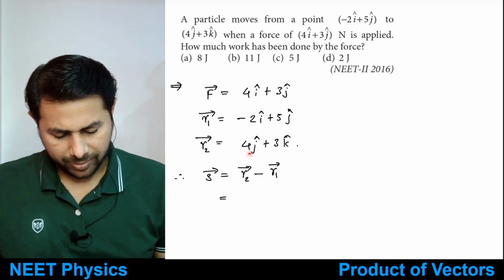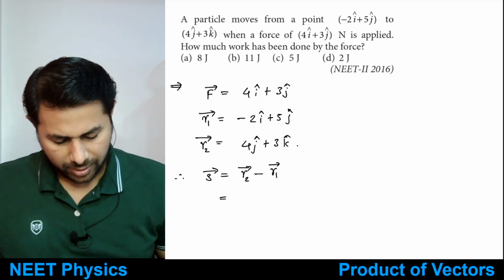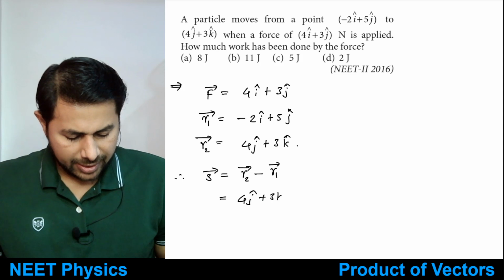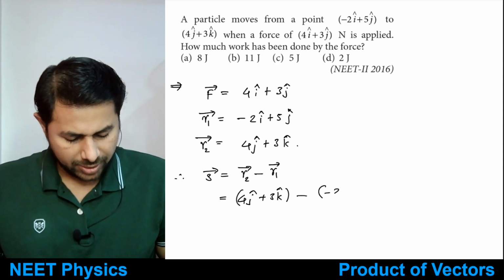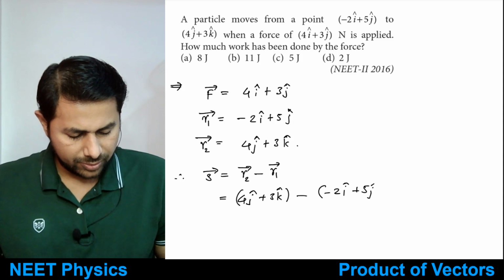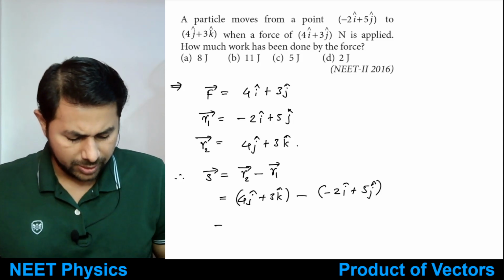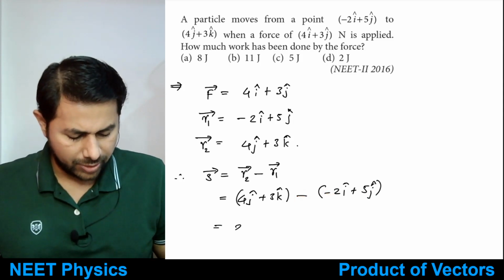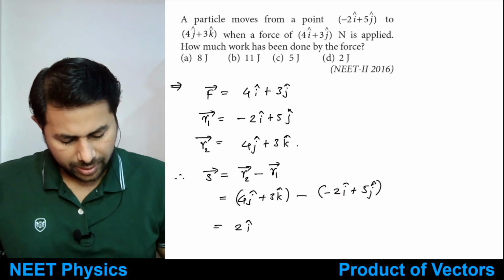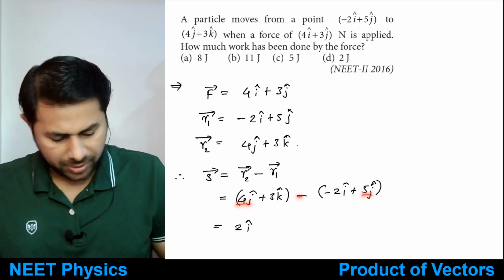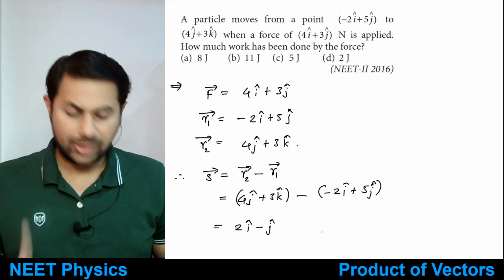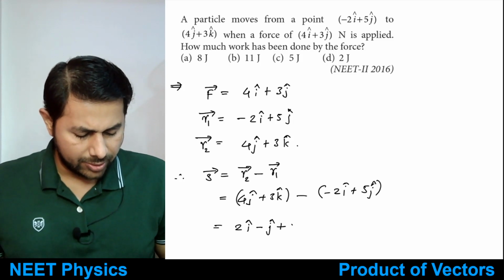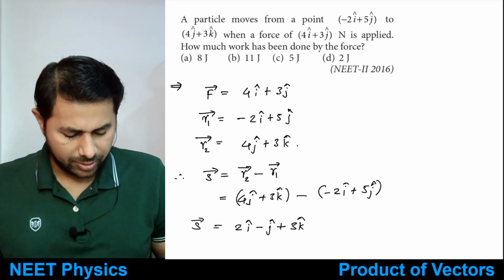There is no i cap, or no x component here. So let me write 4 j cap plus 3 k cap minus minus 2 i cap plus 5 j cap. Minus to minus, negative becomes positive, so you have 2 i cap, then 4 j cap minus 5 j cap is minus 1 j cap, and 3 k cap, there is no z component in r1, so plus 3 k cap. So this is your displacement.